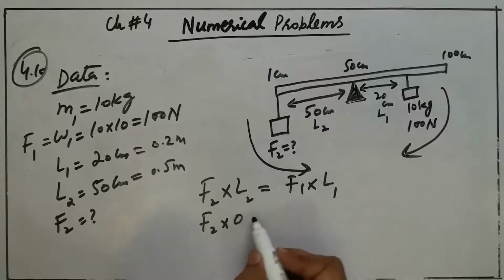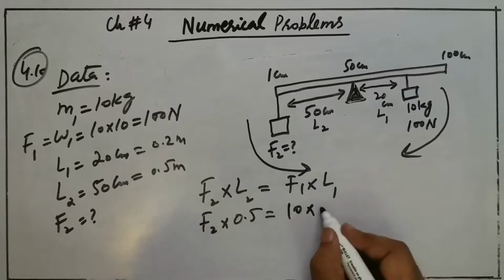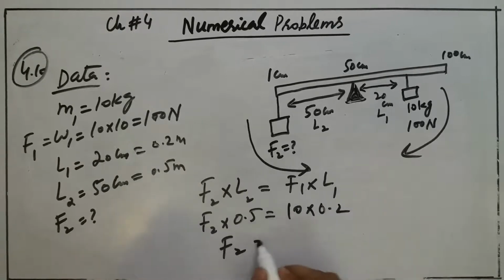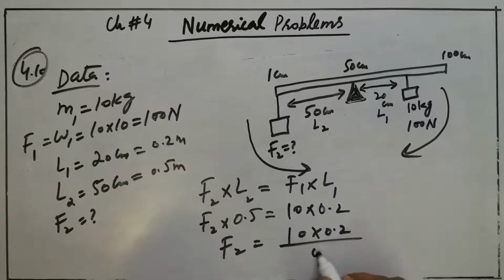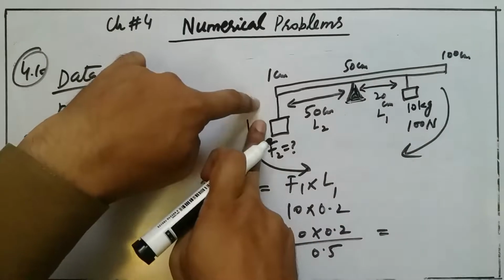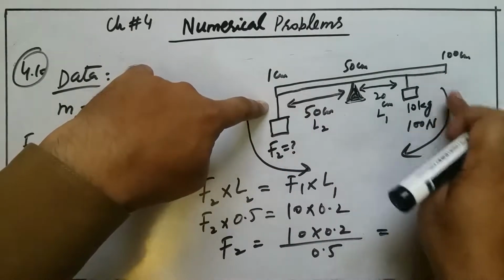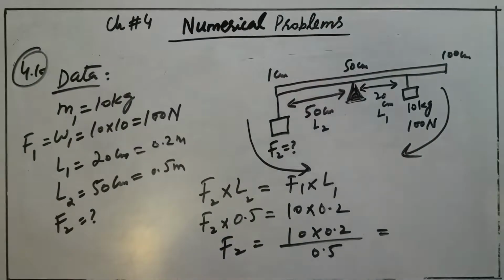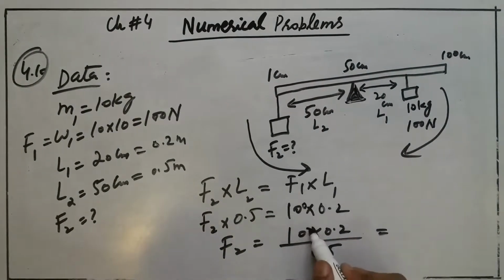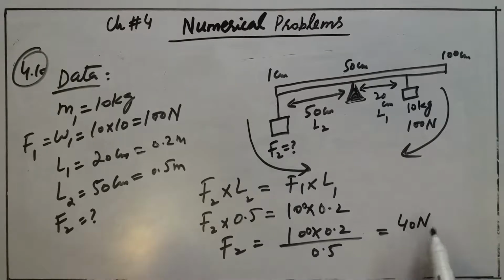So 0.5 meter is the distance, and force number 1 is 100, and distance number 1 is 0.2. So here force number 2 will be equal to 100 into 0.2 divided by 0.5, by moving it to the other side. If you divide it, we will get the answer of the force that you have to apply on this side in order to produce the same torque opposite to the clockwise torque. So here is the 100 Newton force. When you multiply 100 with 0.2 and divide by 0.5, you will get the answer 40 Newton. So this is the answer of the last question.